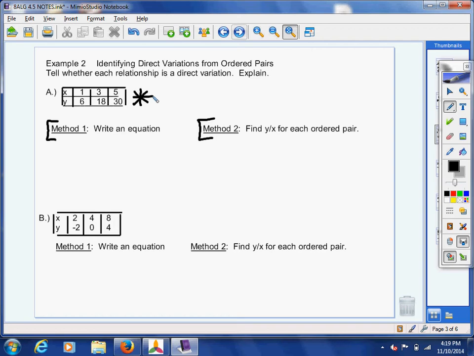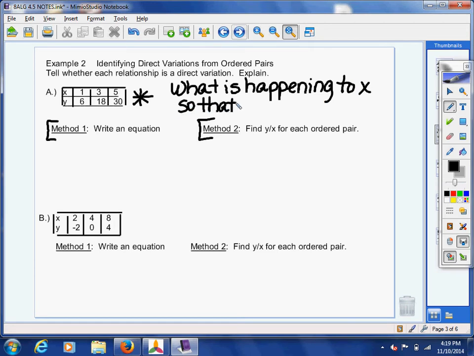So remember, ask yourself, what is happening to x? Or what am I doing to the x so that I get the y? So what are you doing to the x that will give you that y? So for example, what are some ways you can go from 1 to 6? What did you do to the 1 to possibly get 6?